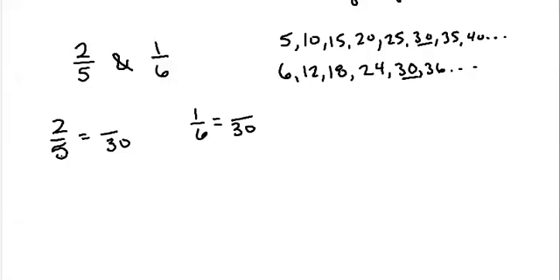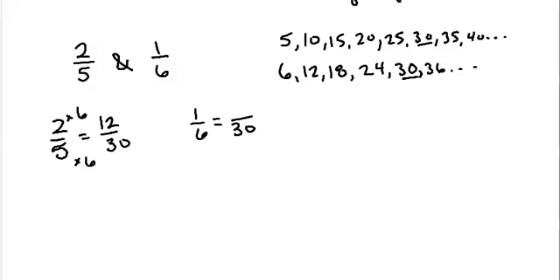So I'm going to say, what did I multiply 5 by to get 30? I multiplied it by 6. 5 times 6 is 30. So I have to multiply this 2 by the same number. 2 times 6 is 12. 2/5 is the same as 12/30.